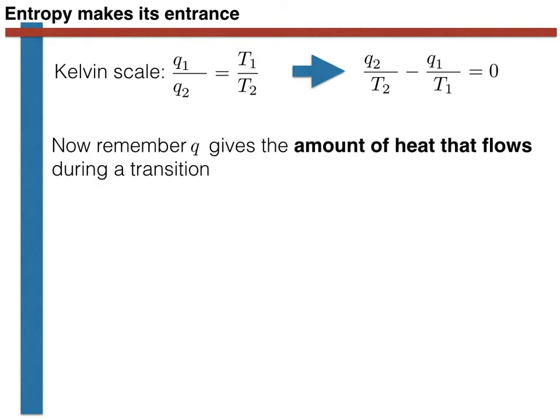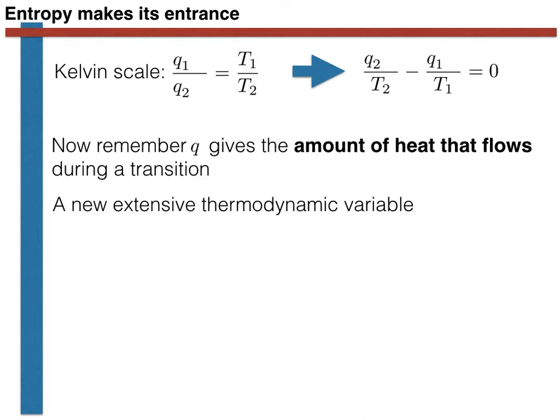We now note that Q gives the amount of heat that flows during the transition. We are going to argue that we can calculate this amount of heat that flows during any transition by integrating over a new extensive thermodynamic variable, entropy, as shown here. Notice that this expression is in some way analogous to the expression minus PdV we had for the work that occurs during a reversible transition in which only the volume of the system changed.